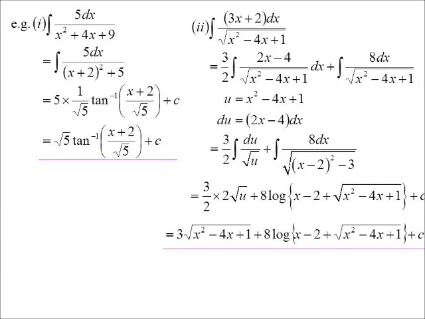So I guess if you do remember that du on root u, you can go straight to 2 root u. You don't need this line here. You just go straight to 2 lots of the square root of x squared minus 4x plus 1. That's why that's a useful non-standard integral to remember as well.